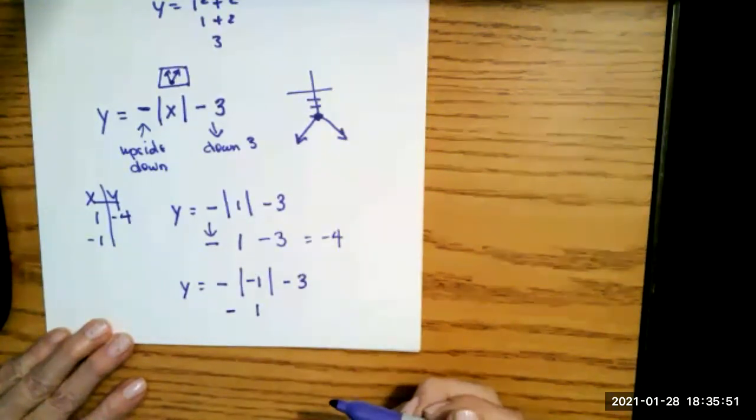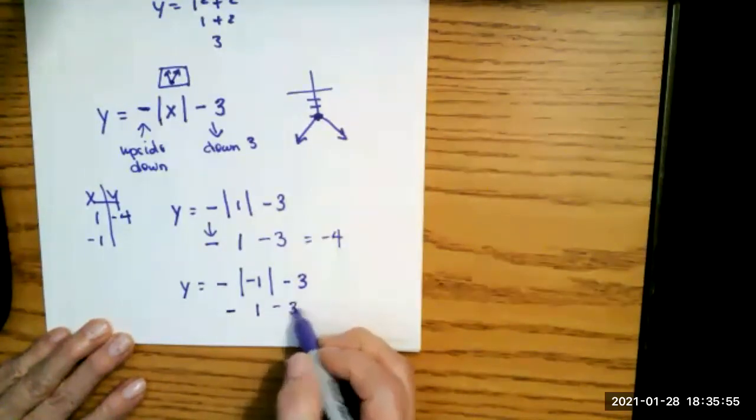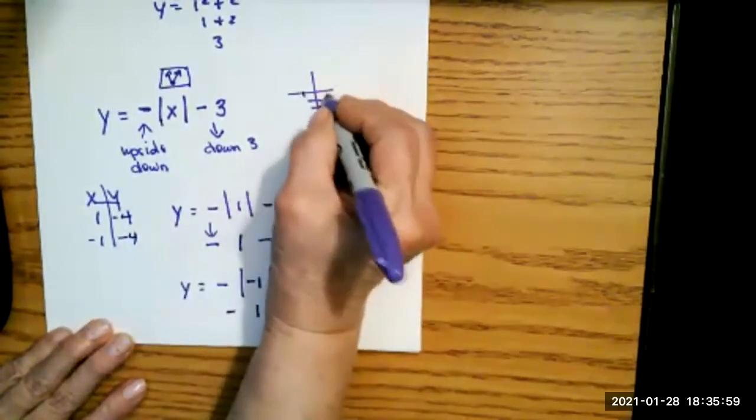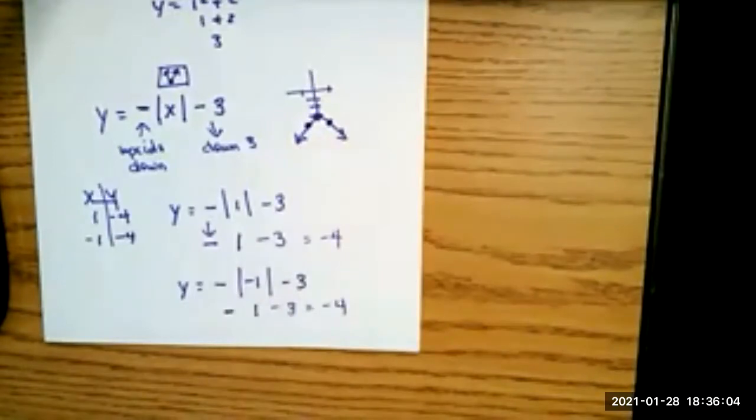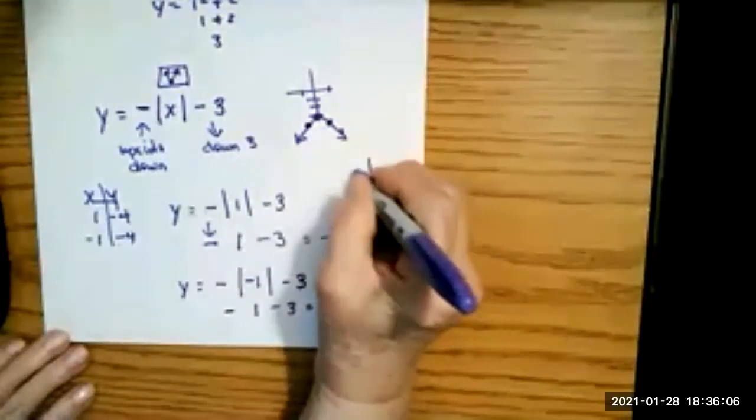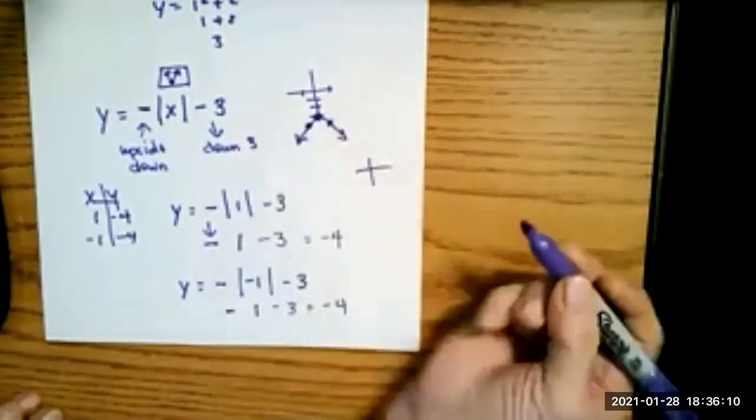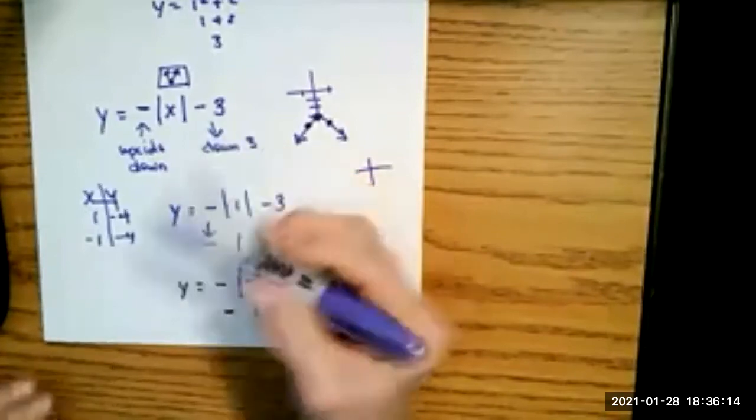You can't do that on absolute values. So this would be -1 minus 3, which is -4. So what's going to happen is at 1 and -1, I get a point down here at -4. And again, you're going to get that little cross thing when you're trying to put these points in here.